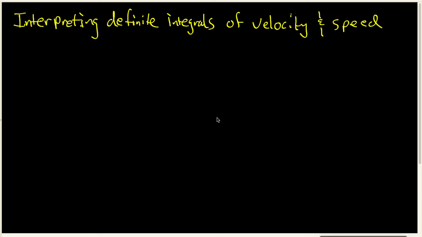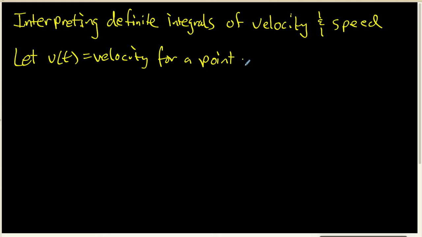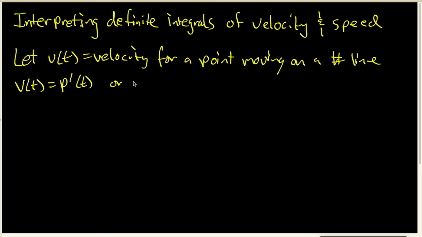In this video, we're going to learn about interpreting definite integrals of velocity and speed functions. So we're going to let v of t be the velocity function for a point that is moving on a number line. And what I want to note is that we already know that the velocity is the first derivative of the position function, or in other words, the position function is an antiderivative of the velocity function.